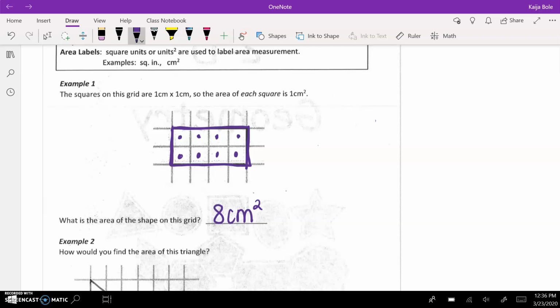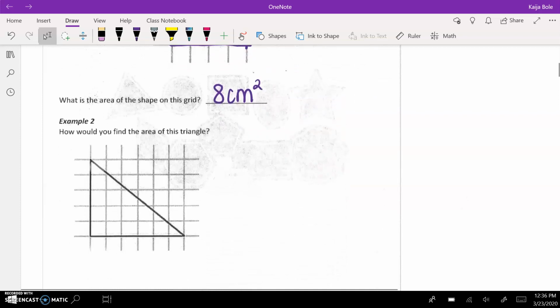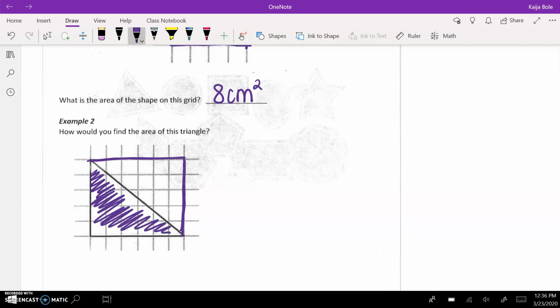All right. So if we look at the next one, how would we find the area of the triangle? Well, triangles are a little different because we have this diagonal line. So what we're going to do is draw in a rectangle or a square sometimes to help us figure out what the area of just the triangle is. So in the end, we want just this purple shaded part here. So first we're going to find how many total boxes there are in the square. So you could count them one at a time, that's fine.